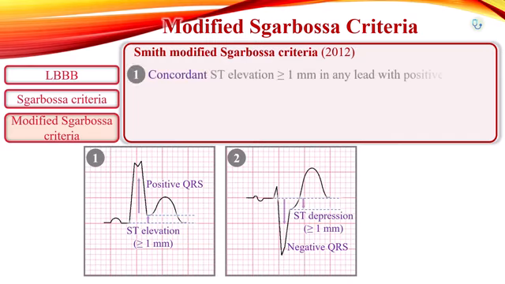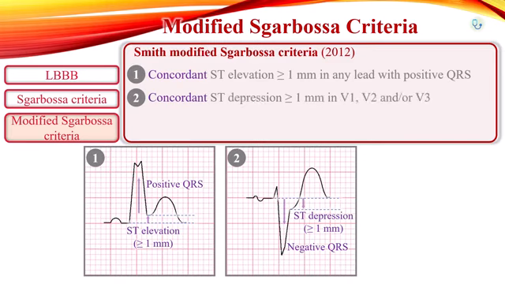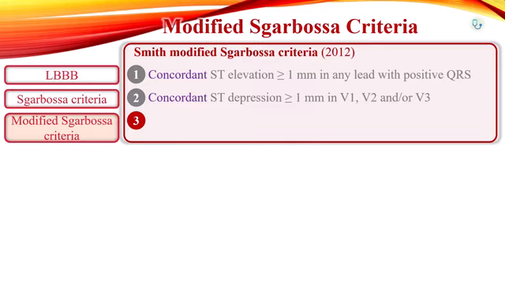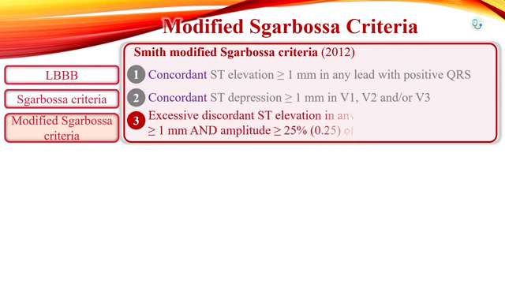Concordant ST segment elevation of at least 1 mm in any leads with a positive QRS complex, and concordant ST segment depression of at least 1 mm in any of V1 to V3. The significant change is the modification of the rule for excessive discordance. The use of a 5 mm cutoff for excessive discordance was non-specific. The third criterion is revised: excessive discordant ST elevation in any lead, at least 1 mm, and with an amplitude at least 25% the depth of the preceding S wave.